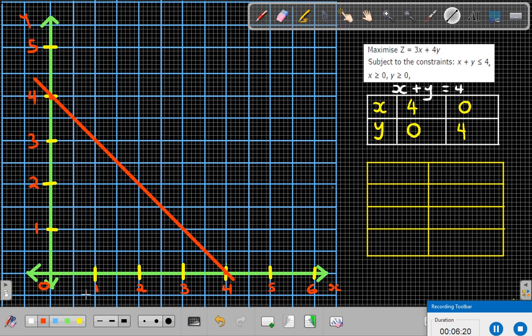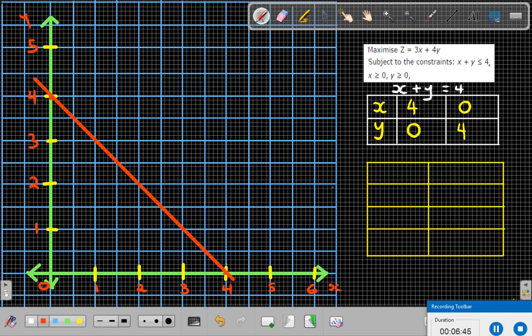And that means that this line here should be a solid line. Otherwise, if it was strictly less, we would use a dotted line. That is, if you still recall your linear inequality graphs in Form 2. So I'm using a solid line simply because this was less or equal to 4. Even this point 4 is included.